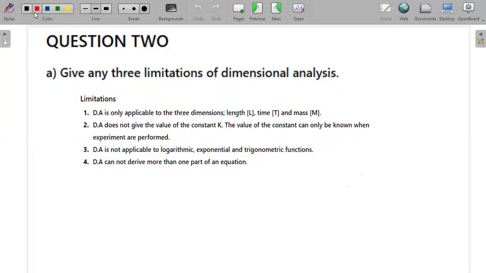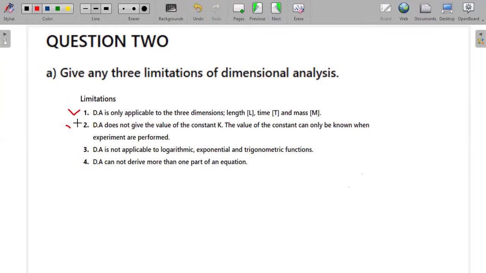Okay, so the first thing they're saying, give any 3 limitations of dimensional analysis. Here I've listed 4, but when it comes in the test, you can pick any 3. The first one is that dimensional analysis is only applicable to 3 dimensions, meaning it's applicable to length, time, and mass. That's all. Any other dimension, as long as it's not length, time, or mass, then we can't use dimensional analysis. So that's the first limitation.